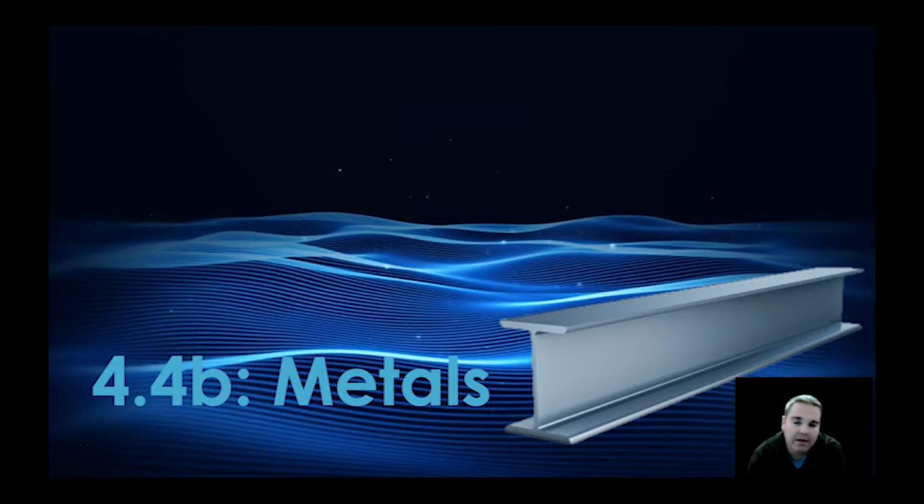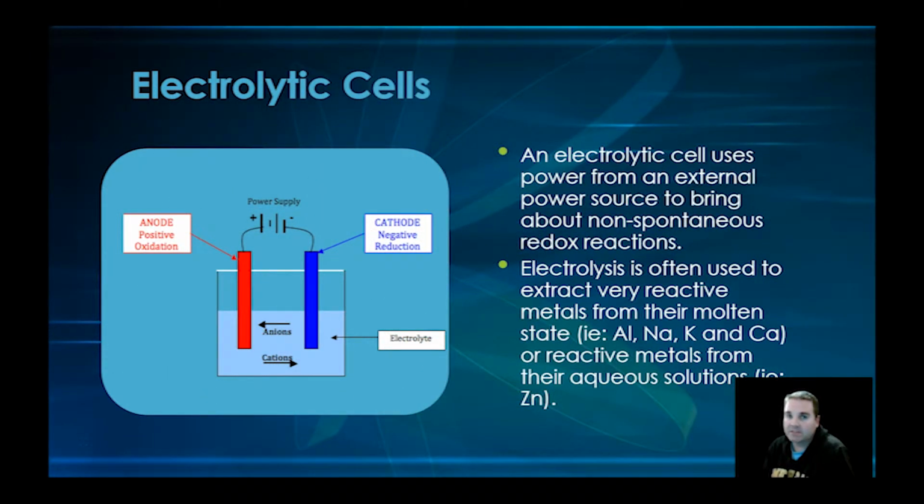So this is the next video in topic 4. I'm doing things a little bit differently to how the SACE curriculum has it, so I'm doing 4.4b for metals. The previous video will have just looked at fuel cells and flow cells and electrochemical cells. So what we're doing is following straight on from that by looking at electrolytic cells.